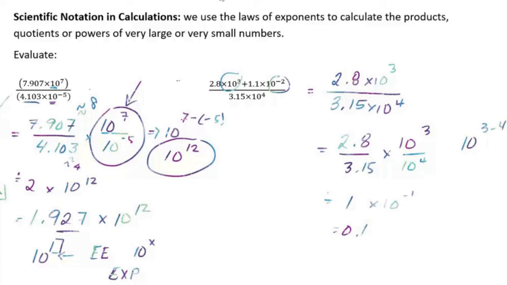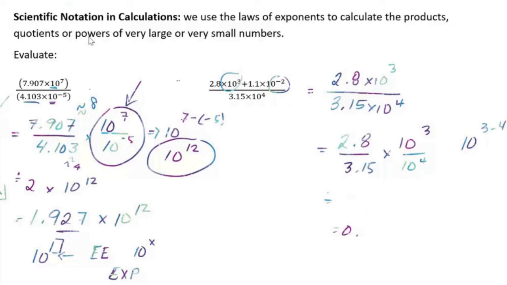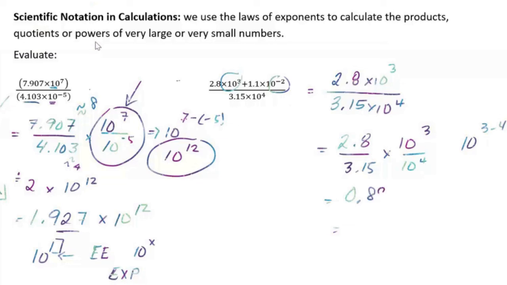Let's see if we actually get there. That's simply our estimate. Let's make sure we come up with the exact solution. And it is the exact solution that I'm looking for on a test. So 2.8 divided by 3.15 is 0.888 repeating. So at some point we're going to round the last 8 to a 9. And of course, 10 to the power of 3 divided by 10 to the power of 4 is 10 to the power of negative 1.